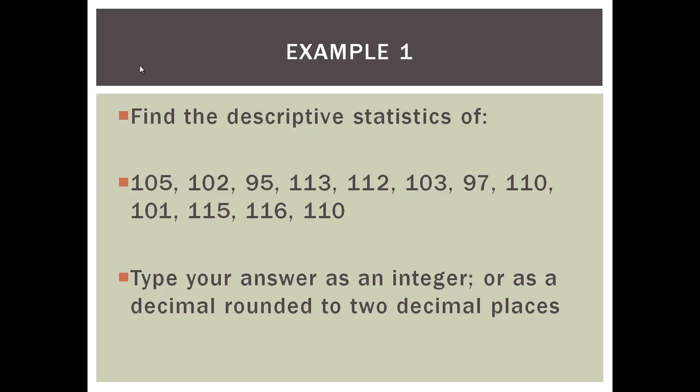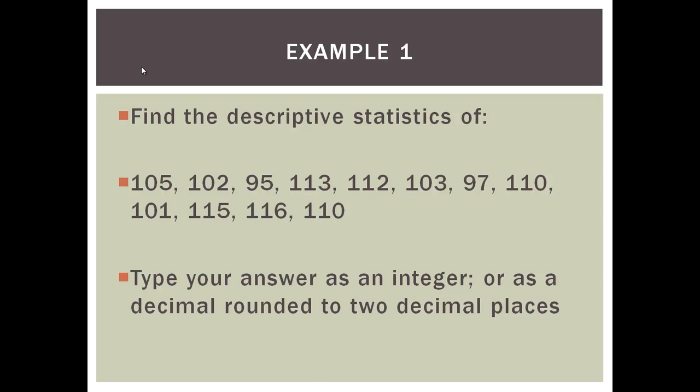Type your answer as an integer or as a decimal rounded to 2 decimal places. This means that if your answer is an integer, straight on, you write your answer as an integer. Then if your answer resulted in a decimal, then you have to round it to 2 decimal places. So let's see what we can do here.